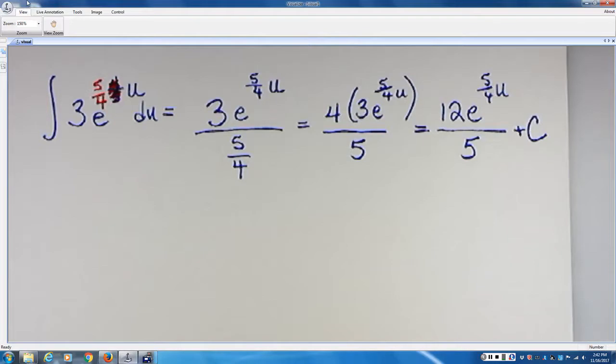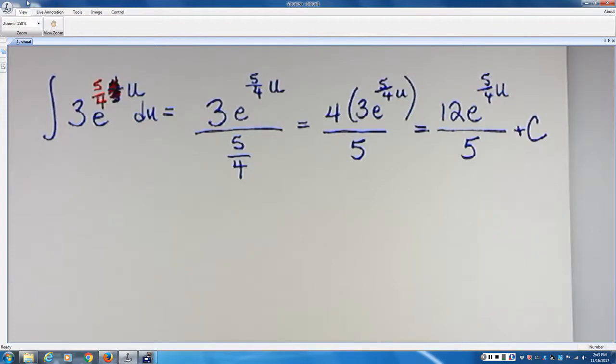Just don't forget to add your constant of integration, because I'm warning you, my math lab, if you don't put that constant in, it's going to count it wrong. I might be forgiving, but my math lab is not. If you don't put the c in, the constant of integration at the end, always put that plus c.